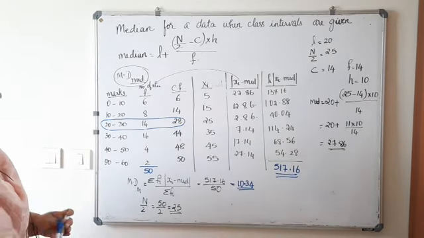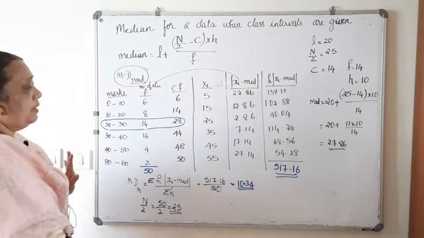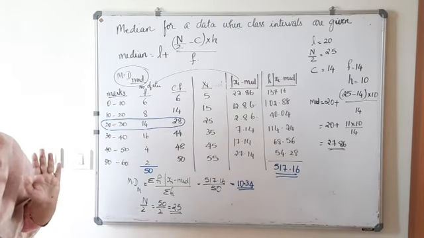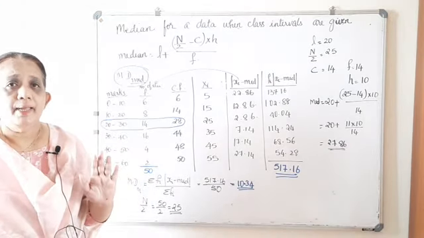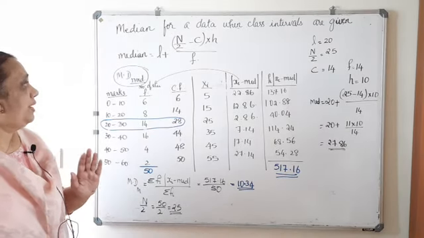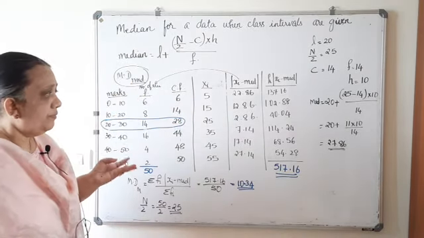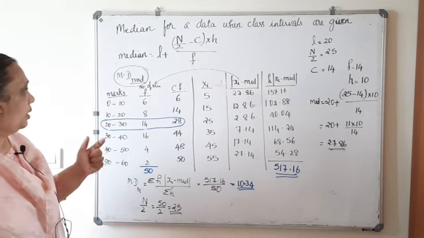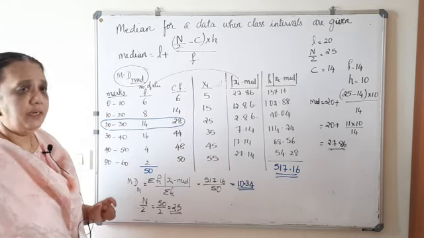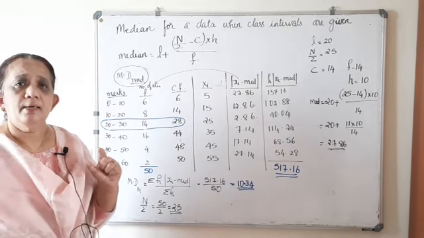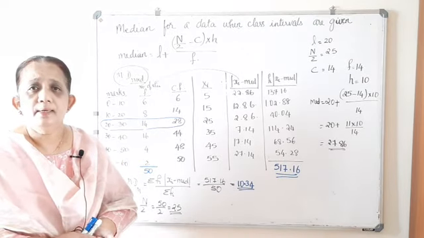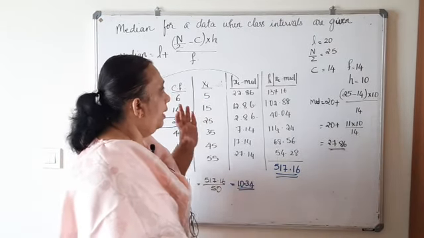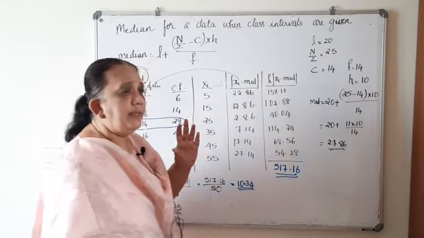When class intervals are given, first of all, you have to find the median. And how to get the median? Median is equal to L plus (N by 2 minus C) into H divided by F, where L is the lower limit of the median class, N by 2 is sum of the frequencies divided by 2, C is the cumulative frequency just above the median class, H is the class width of the median class, and F is the frequency of the median class. So, all the terms L, F, H are related with the median class.